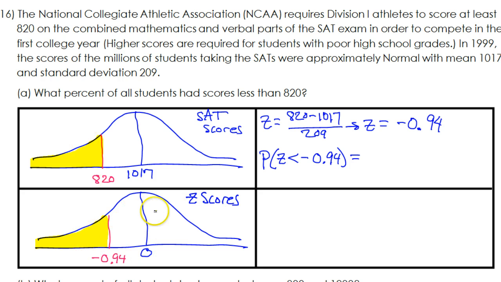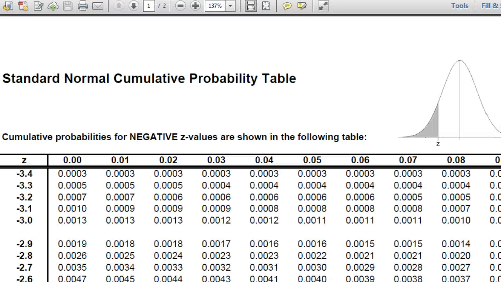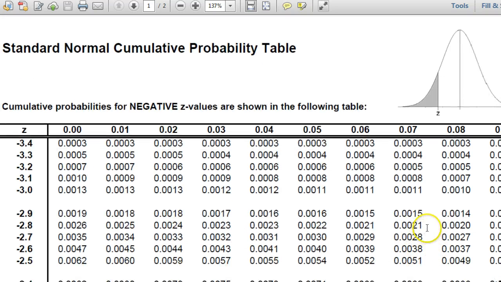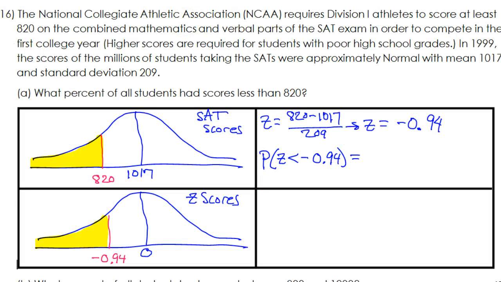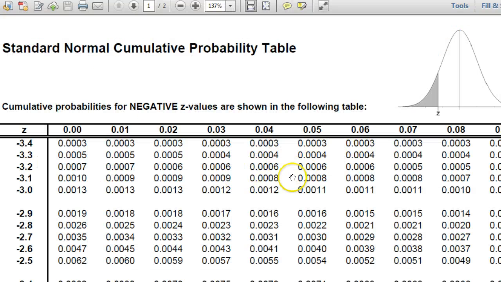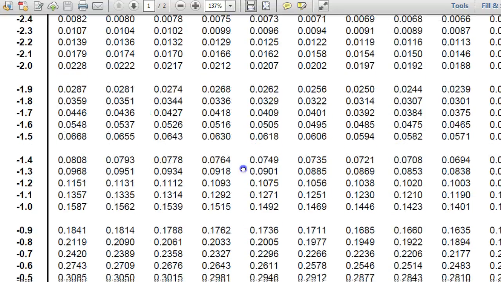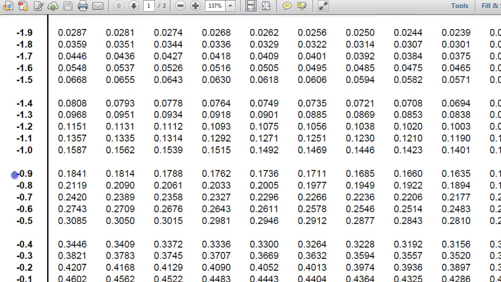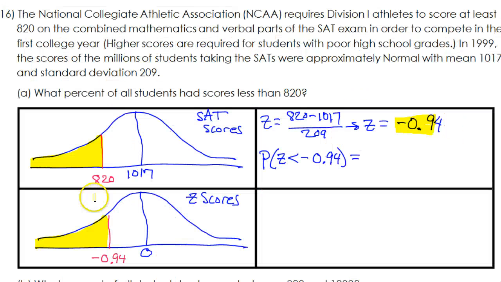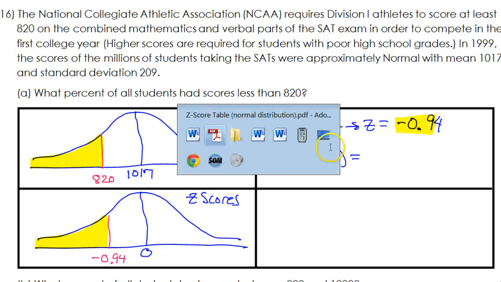Okay, so we're looking for these percentages. Here's where we use our z-score table. So we need to find a z-score of negative 0.94 on a table like this. So start with the first 2 digits. We're looking for negative 0.9. Don't worry about the 4 yet. So negative 0.9 is right here. So that tells us that we're at the right row. Now we need the 4 next.